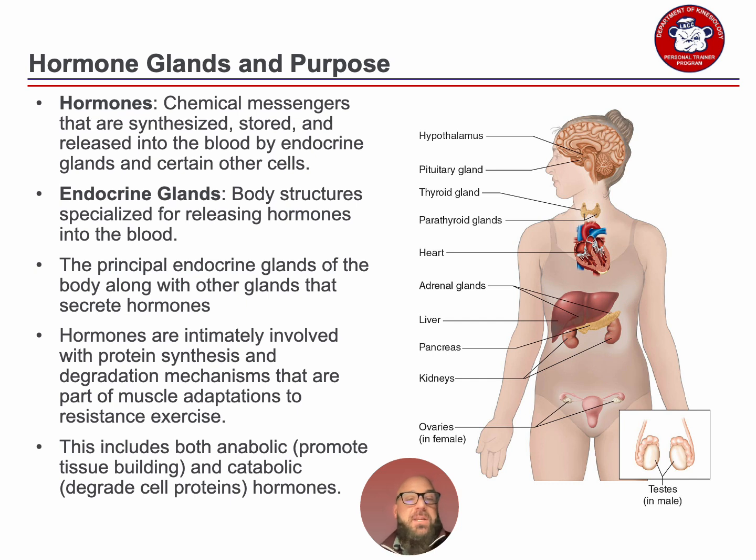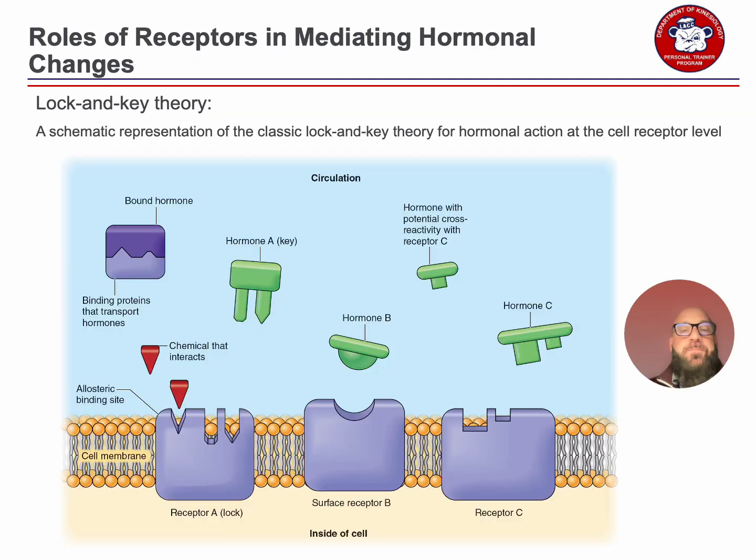Hormones are also part of the degradation mechanisms that are part of muscle adaptation to resistance exercise, and they include anabolic hormones, which promote tissue building, and catabolic hormones, which degrade protein cells or would ultimately degrade protein tissue. Those are the two functions of this endocrine system.